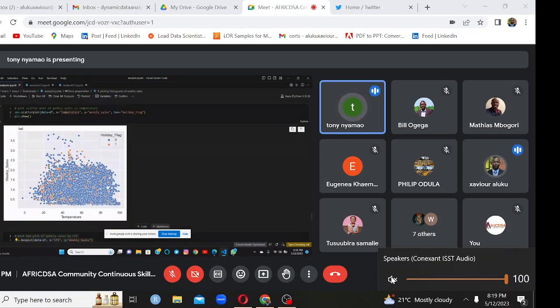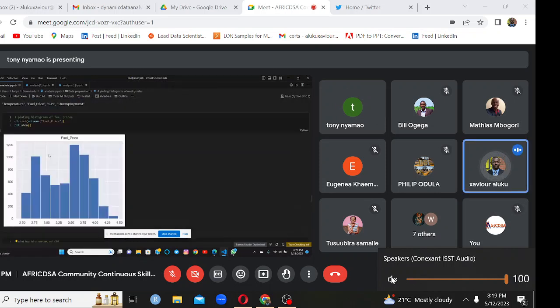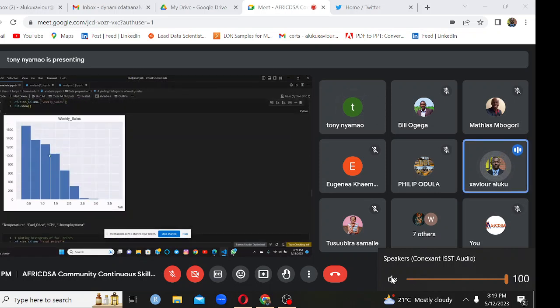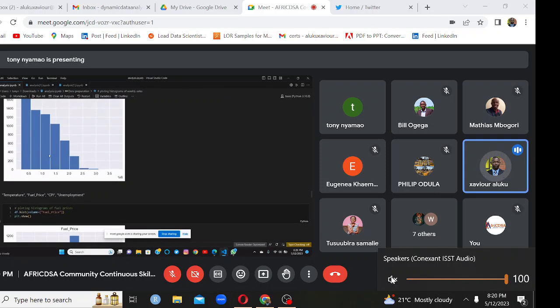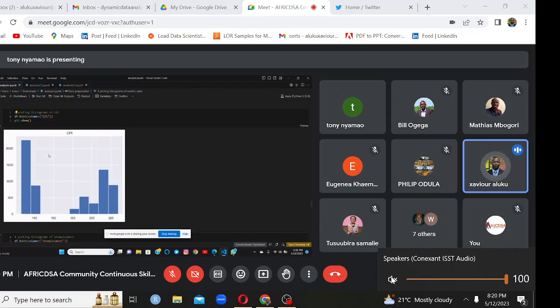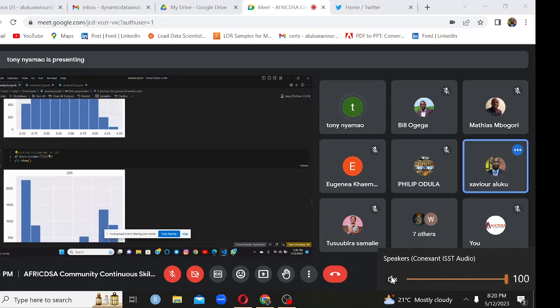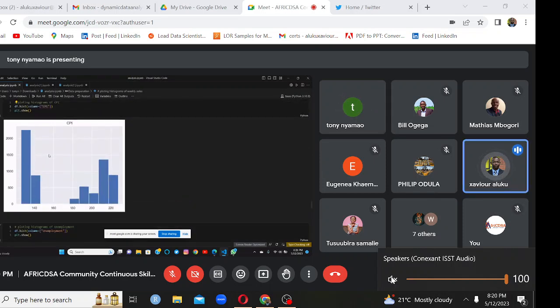Before you go to the scatter plot, go upwards. Okay, yeah, there is a bar chart that looks like a broken one. It is not continuous. Or this, the CPI. Yes, exactly, the CPI. Maybe the same problem I was having with the weekly sales.